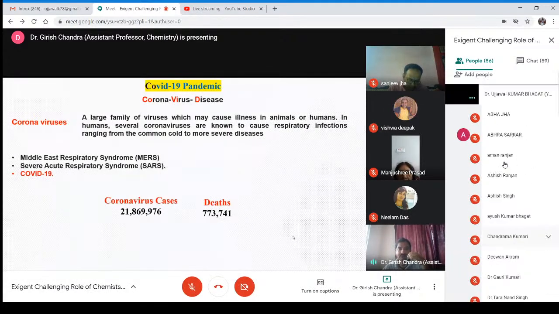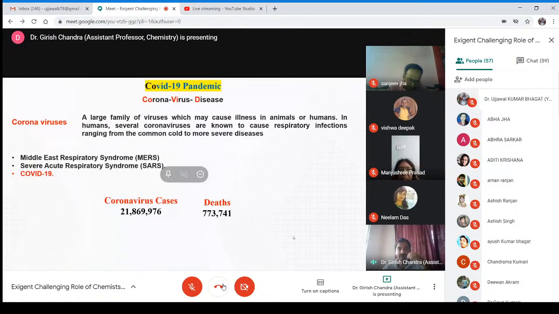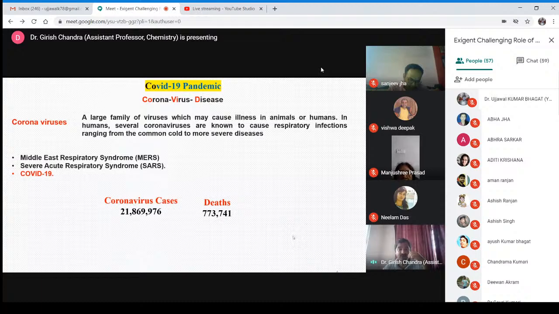So if you go through the available data, up to 8 lakh people died throughout the whole world, and up to 2.2 million people got infected. So this is not a small number. This is a very big number, and scientists are thinking that this number will be very, very huge in the next 6 months. They are thinking that up to 25 lakh people throughout the world will die due to this COVID-19.